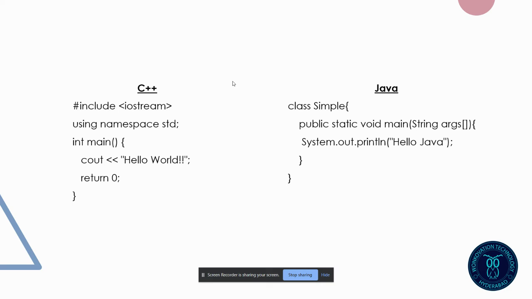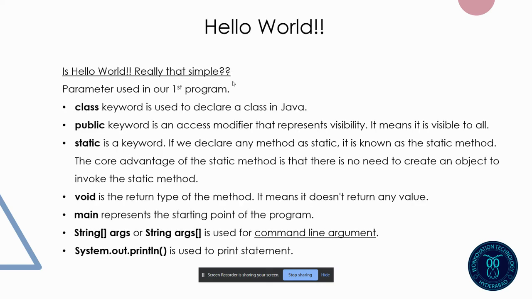Now in C++, we can see that we haven't used any class keyword to declare a class, which clearly indicates that C++ is not completely an OOPS language. While in Java, we noted that we need to make a class every time we write a Java program, which clearly indicates that Java is completely based on the OOPS concept. Now, let's talk about the parameters like class, public static void main, array of string arguments, and System.out.println. Okay, so is the Hello World program really that simple?